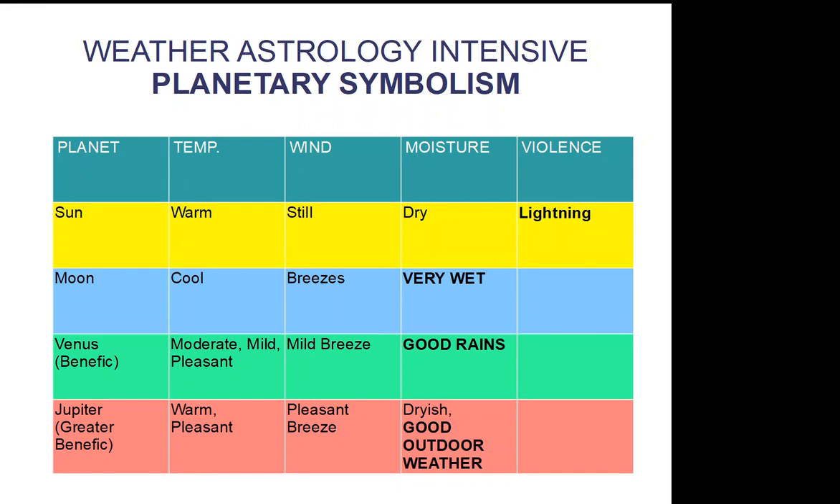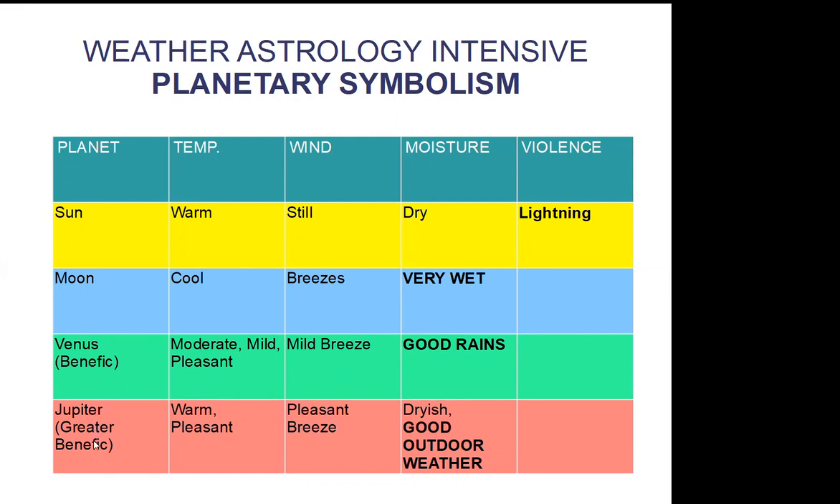Next is our moon. Our moon brings cool. She's the queen of the night. She brings breezes, and she is the wettest planet, so a big significator for rain. Right, onto our benefics. We've got Venus, our lesser benefic. She brings moderate, mild, and pleasant temperatures, mild breezes, and good rains. So the moon and Venus are the rain bringers.